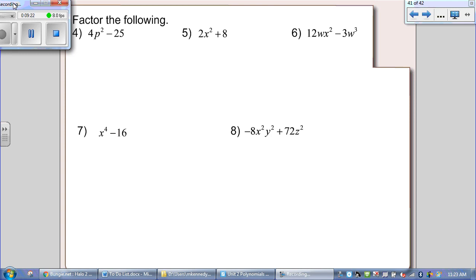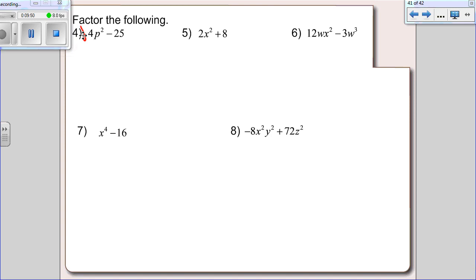But only if I actually have a difference of squares. So, do I have a subtraction symbol? Yes. Can every term be square rooted? Can I square root the number 4? You can. It equals 2. Can I square root p squared? I can. It equals p. Can I square root 25? I can. It equals 5. So if you can square root everything, then you have a difference of squares and you're allowed to do that.